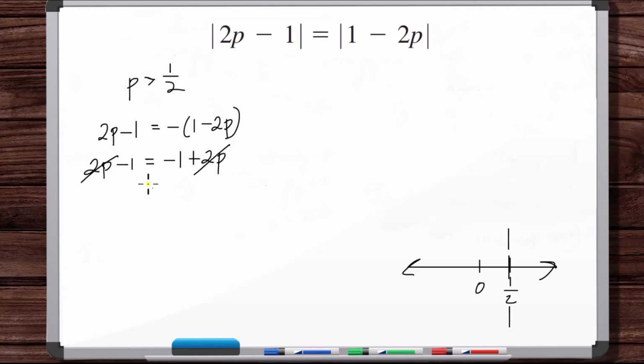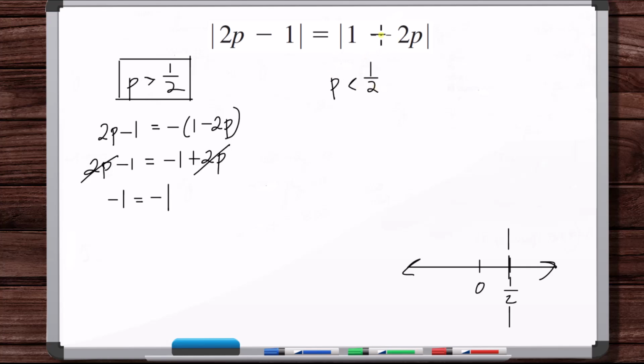Subtract 2p from both sides. Minus 1 is equal to minus 1. So everything's a solution, however, only when p is greater than 1/2. So all of these are solutions. All of these values are solutions. Okay, now let's just do P is less than 1/2.